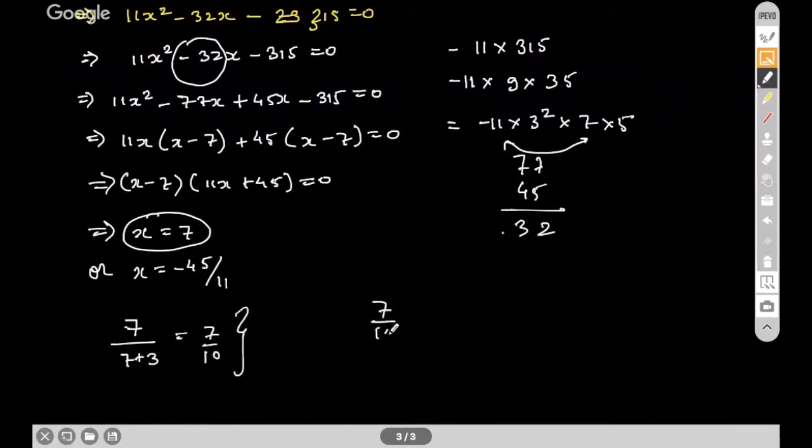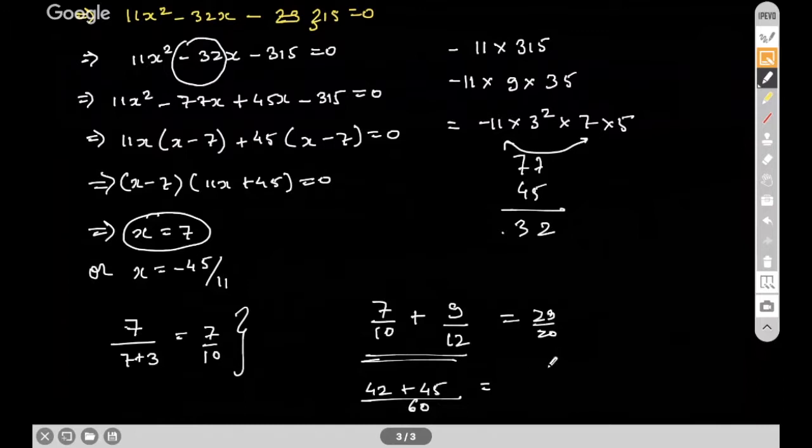So 7 by 10 plus, adding 2 to numerator and denominator, must be equal to 29 by 20. Let's check whether that is correct. So 10 and 12, 60 is the LCM. So this is 6 into 7, 42, and then this is 12 into 5, which is 45. And it is 87 by 60. Divided by 3, you will get 29 by 20. That means it is correct. So hence, the fraction is 7 upon 10.